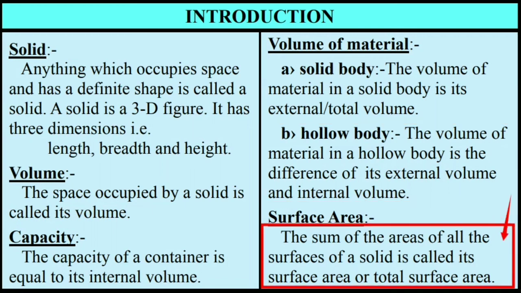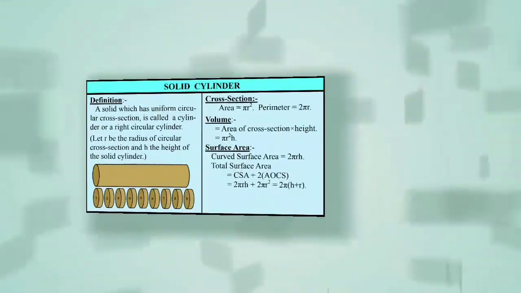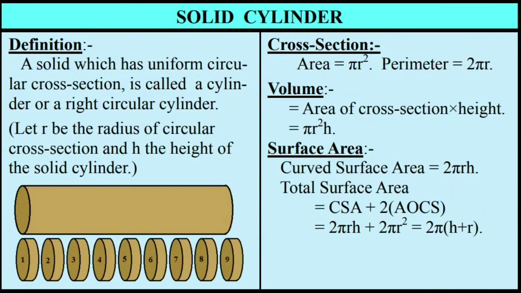Next term now is surface area. The sum of the areas of all the surfaces of a solid is called its surface area or total surface area. In this video, that is part 1 of the chapter solid figures, I discuss solid cylinder and hollow cylinder.